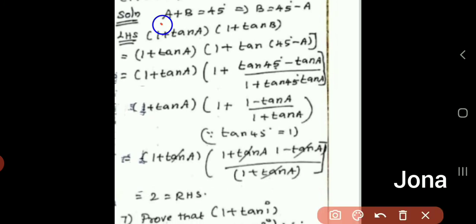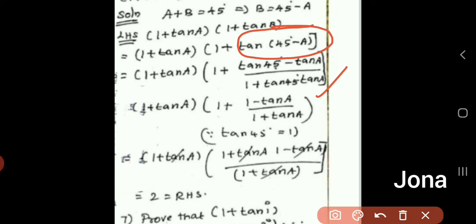Here I want to take this a plus b equal to 45 degree. From this I can take b equal to 45 degree minus a. So what is the left hand side, what we have to prove there? 1 plus tan a into 1 plus tan b. So here I want to take the first bracket as it is. For the second bracket, instead of b I want to substitute 45 degree minus a. So that I have the formula here, tan of a minus b. Tan of a minus b is tan a minus tan b divided by 1 plus tan a tan b.